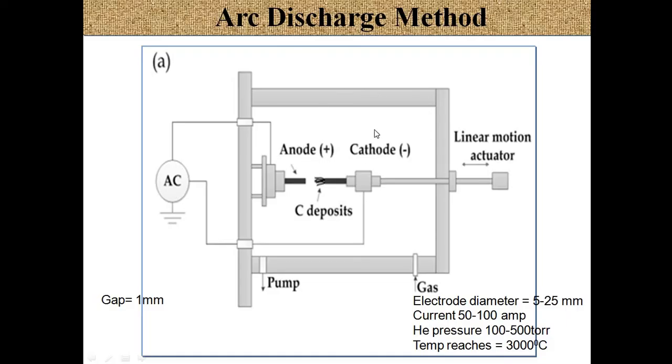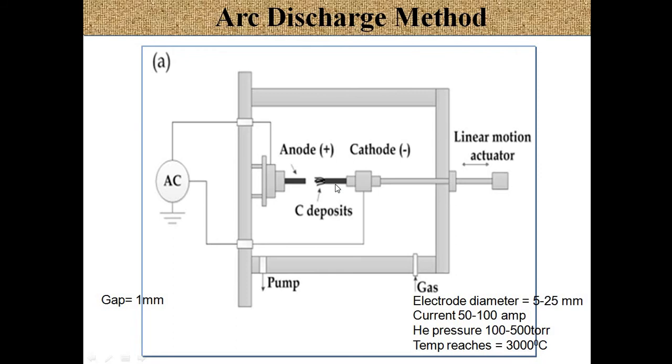So this is the actual setup, in which there is one cathode and one anode. Once we pass the current to the cathode and anode, the carbon deposit formation takes place. The simple method involves sparking, that's why it is called the arc discharge method. The anode is made up of carbon, and the cathode is made up of a certain material or carbon also.